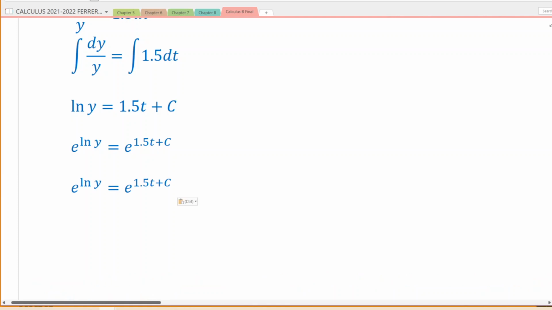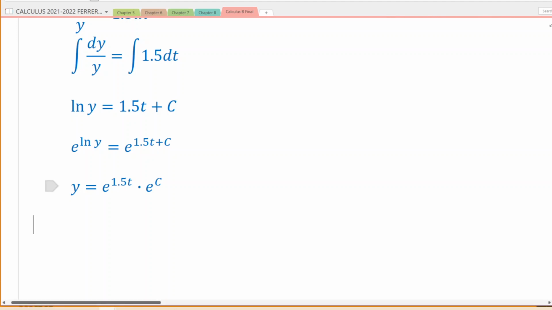Right now you should be wishing that you just memorized the equation, which I would recommend you do, especially for this final. e to the natural log of y is just y. Over here we can use properties of exponents, and we can say that e to the 1.5t plus c is e to the 1.5t multiplied by e to the c.